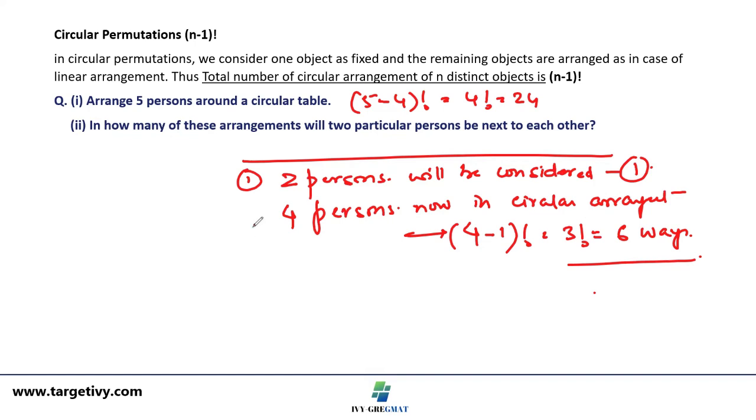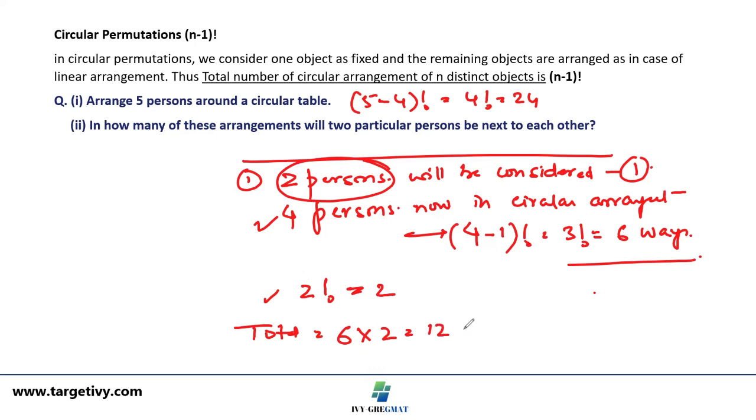And we have these two people who can sit in 2 ways. So 2 factorial, which is equal to 2. So the total number of arrangements will be 6 into 2. That is 12 ways.